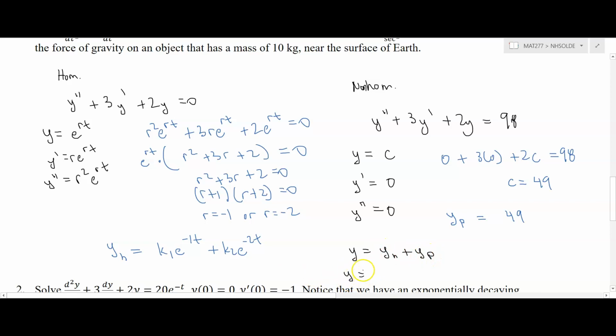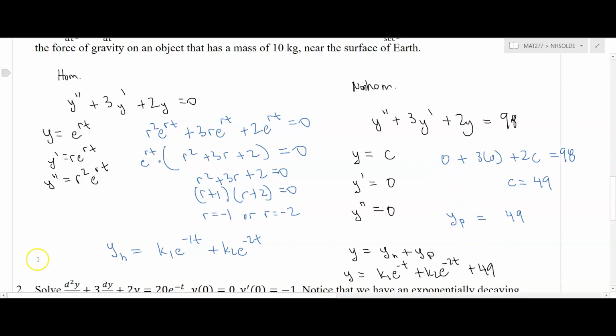And so y is going to equal k1 e to the negative t plus k2 e to the negative 2t plus 49. And we could always check our work. We could take the first and second derivatives of this and plug it into the non-homogeneous equation that we're trying to solve in the first place and see that it makes everything work out. So there's our general solution.